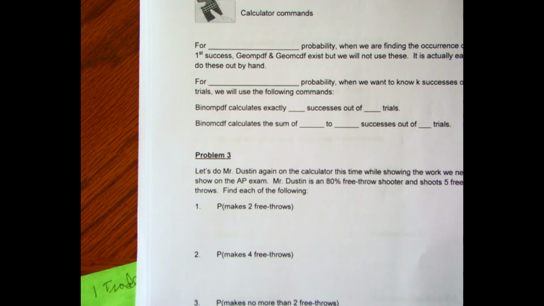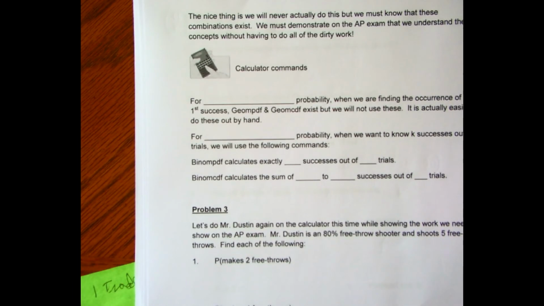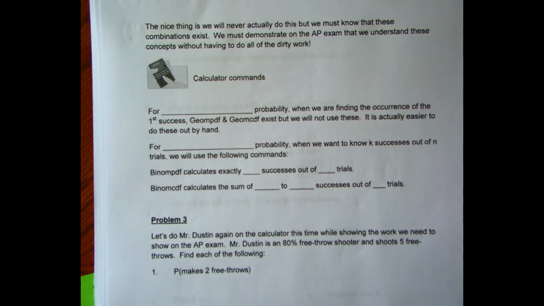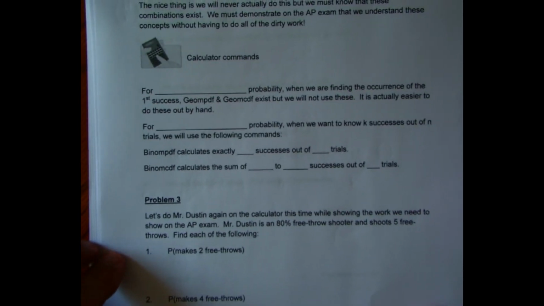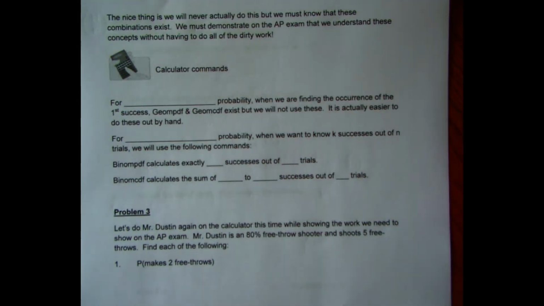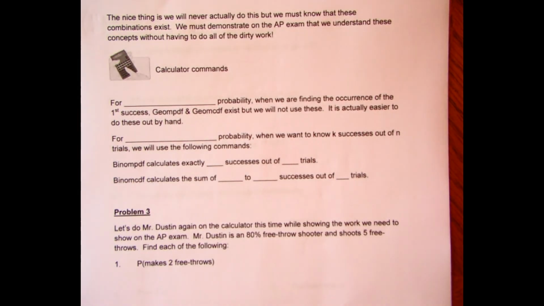Alright, so let's go into the calculator now. The nice thing is we will never actually do all that with either Pascal's triangle or the nCr function or that dreadful formula that I showed you. But again, having the understanding of where those come from is good background knowledge to have. So in order to do this on the AP exam, we have to show our work.